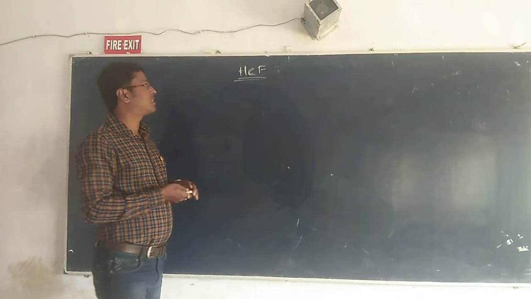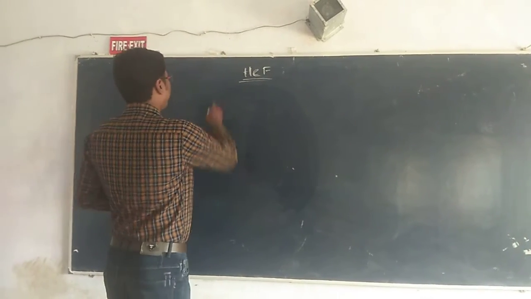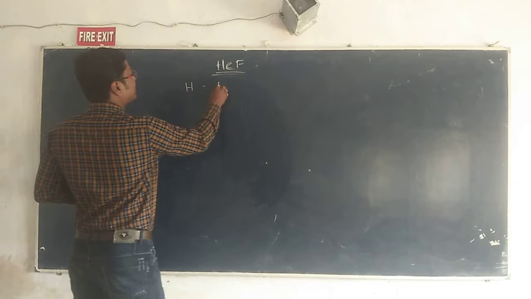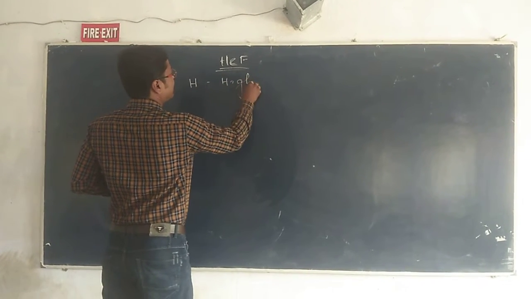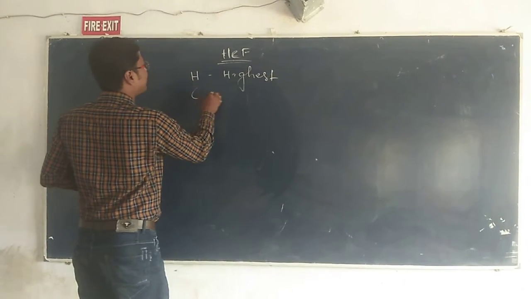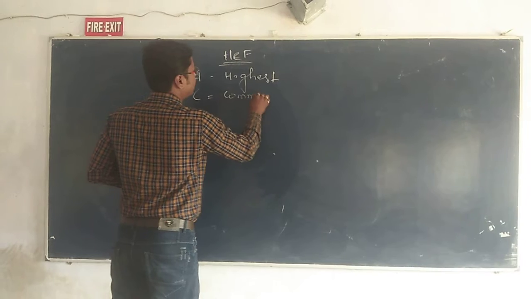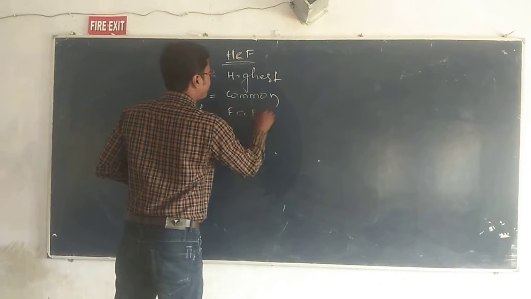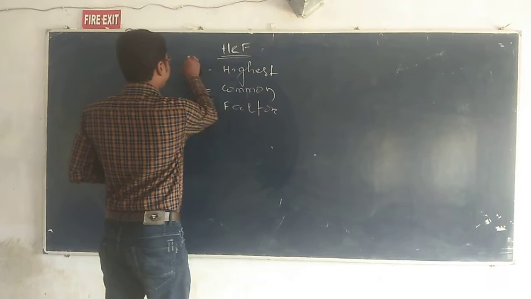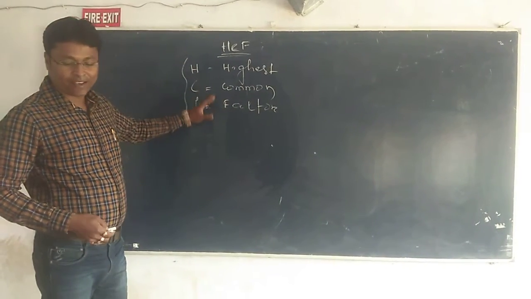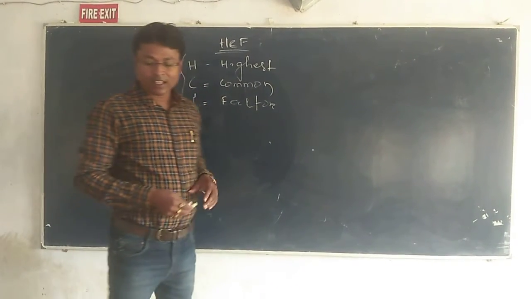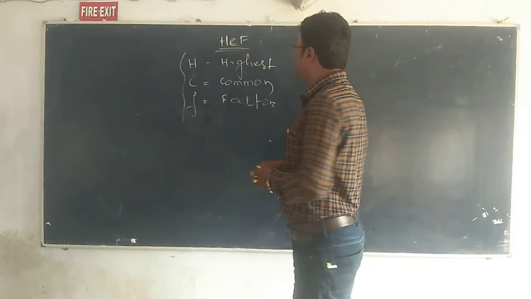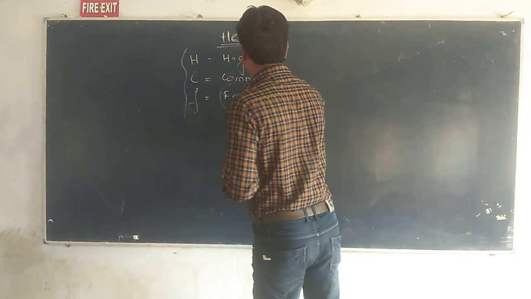So let us first come to the concept. HCF, what does it mean? H in the sense highest, C in the sense common, F in the sense factor. So highest common factor is HCF. And factor in the sense what? The number which is divisible by another number, that is to be a factor.